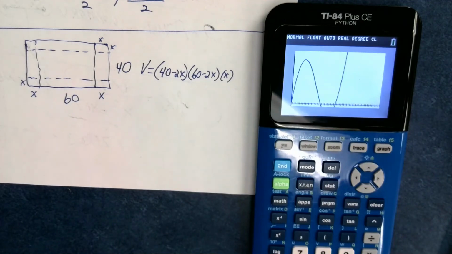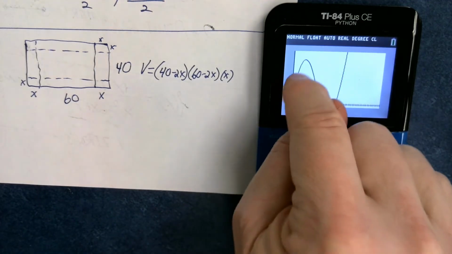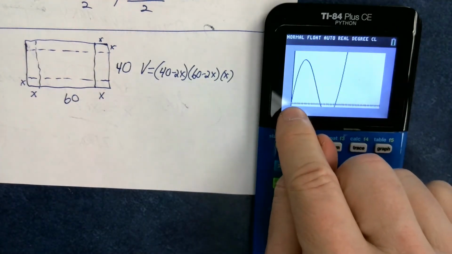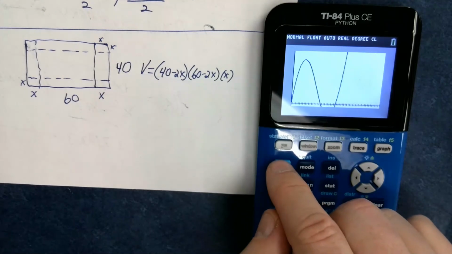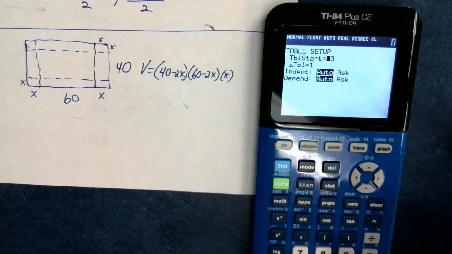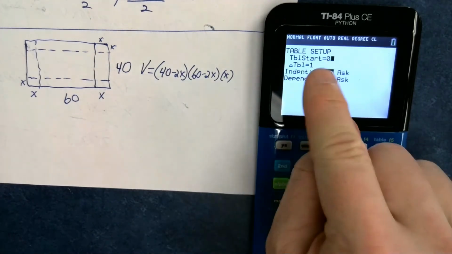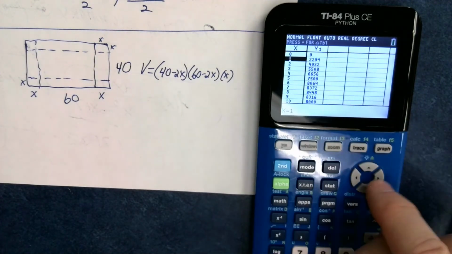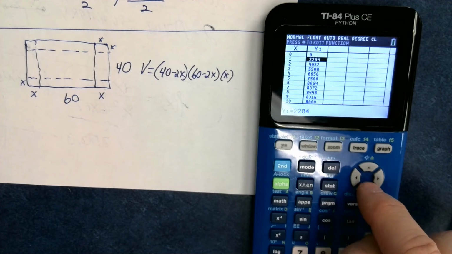All of these things are volumes based on however much I fold this thing up. So if I fold it up an inch, I'm going to go to the table setup and show it to you here. If I fold it up 1 inch, I can get a very, very pizza-esque box with 2,204 cubic inches in it.